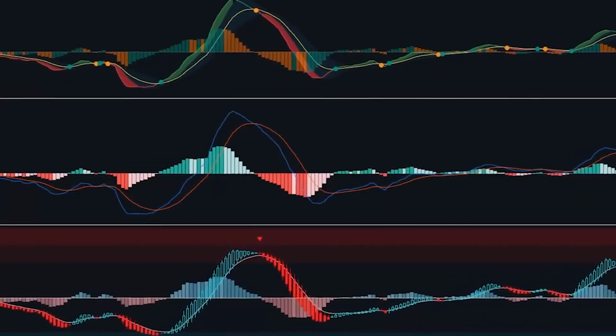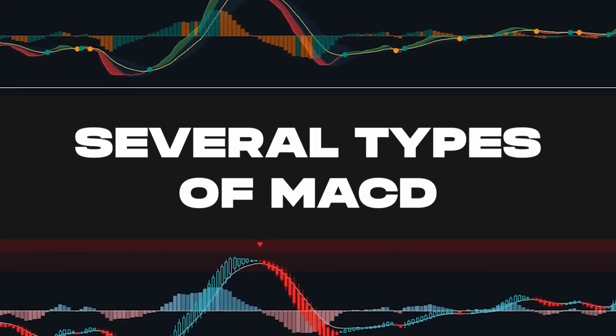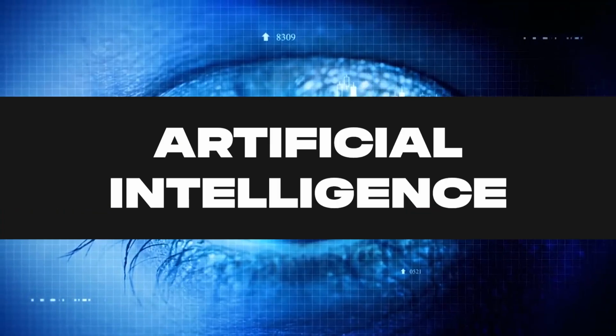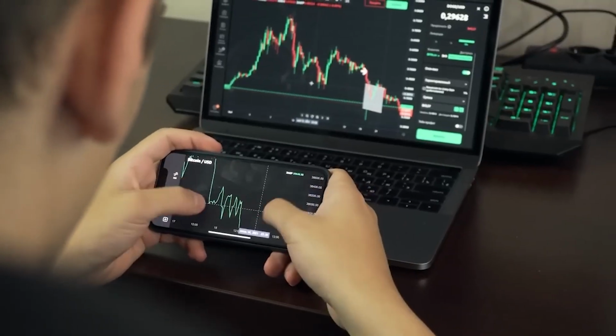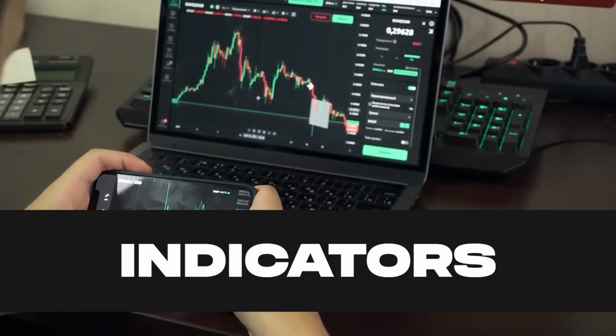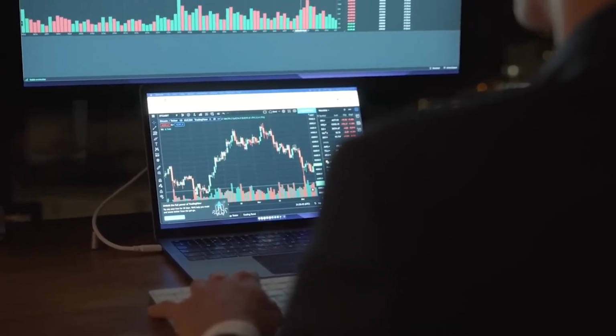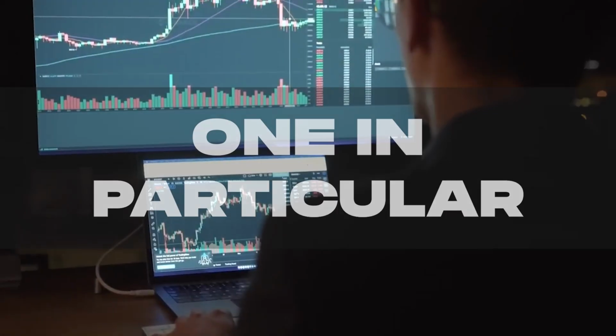But of course, in recent years several types of MACD have emerged, and even with the revolution of artificial intelligence, similar but improved indicators have been created. In today's video we are going to show you which are the best MACD style indicators, how you can use them, and we will also show you one in particular that certainly beats them all.